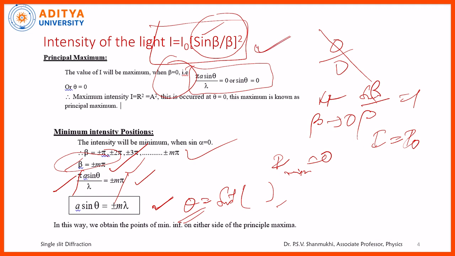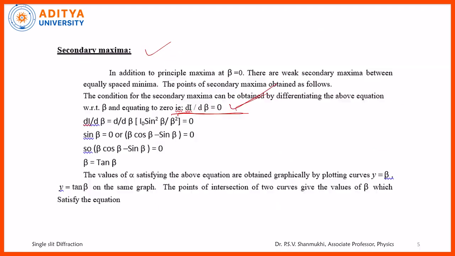Already we know I is I naught (sin beta by beta) whole square, or I naught sin square beta by beta square. Just differentiate this using the formula for u by v type, and automatically dI by d beta must be 0. Differentiating this, keeping the beta square denominator constant, you differentiate the numerator, so 2 sin beta cos beta by beta square minus 2 sin square beta by beta cube, like that we get.